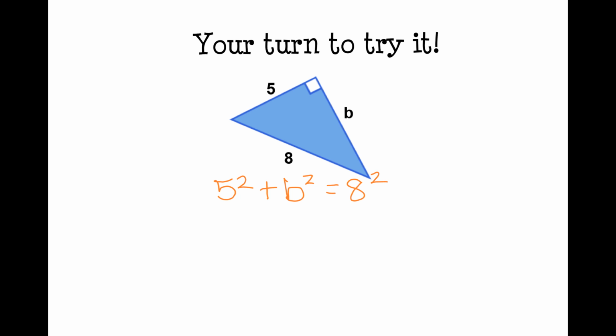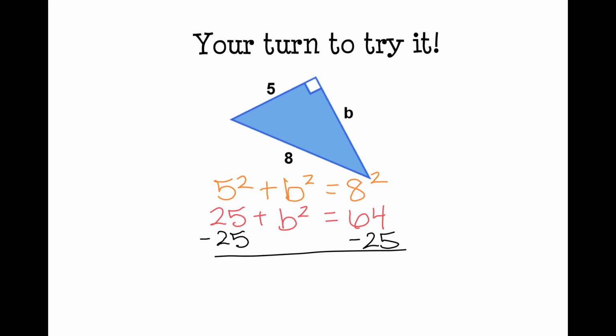Now I'm going to do the squaring. So I took the numbers, I'm going to square them. 5 squared is 25. B squared, I do not know. 8 squared is 64. Once I do that, I'm solving the equation. So I know that I can find B squared. I'm going to take 25 away from both sides so that I can figure out what is that value for B squared.